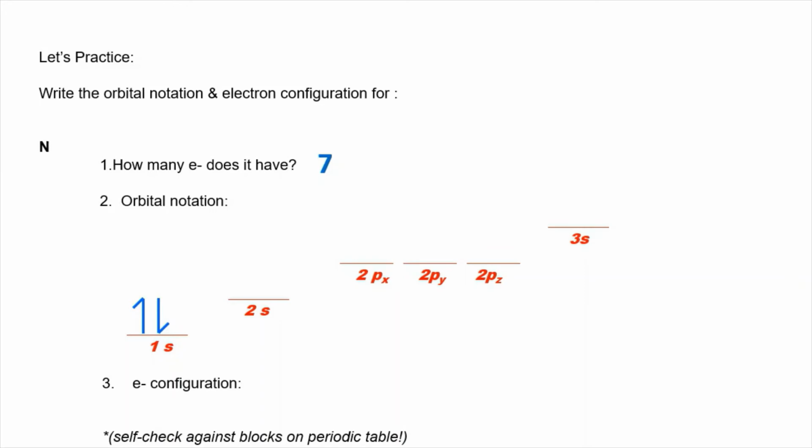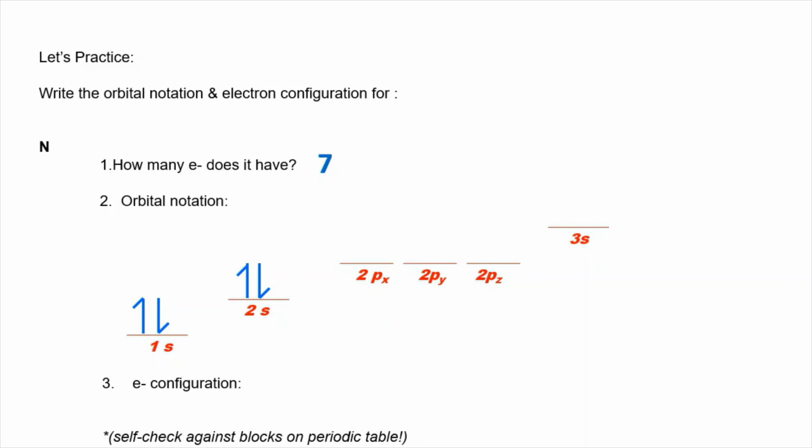The next level we're going to go to is 2s. That's the next lowest one. It can hold 2 electrons. Notice how we're using the Pauli exclusion principle to draw the arrows one up, one down. We've only put in 4 electrons. There are 3 more that we need to place, and now we're in the 2p orbitals.